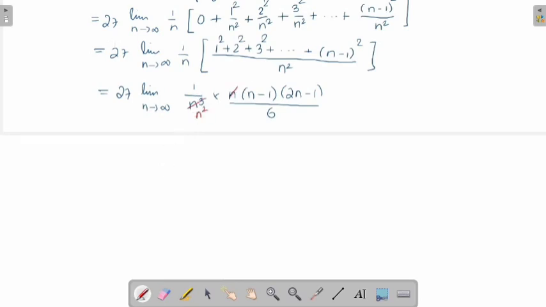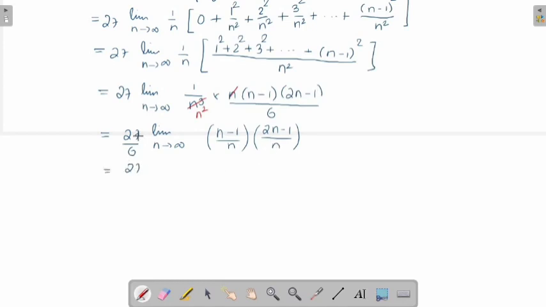So this is equal to 27 limit n tends to infinity, 1 by n squared is there, remember. You have 6 also, so let's bring this 6 outside, so it becomes by 6. Can I write this n squared as n minus 1 by n into 2n minus 1 by n? Obviously, we have got 2 n's. One is given to this and another is given to this. Now let me simplify this further.